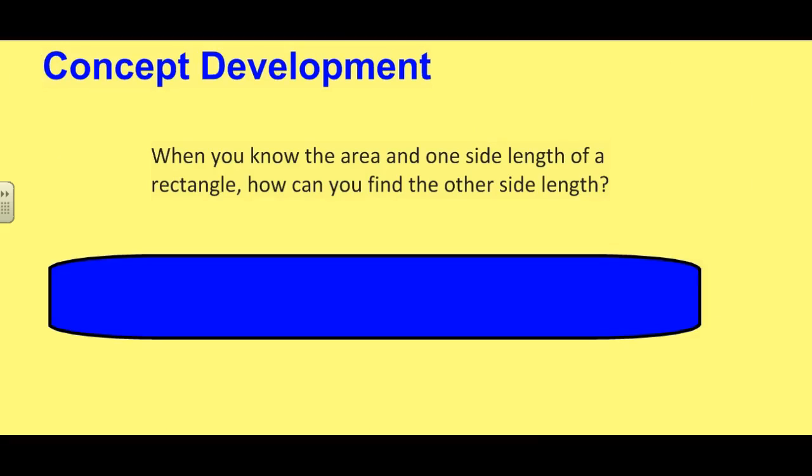Okay, so when you know the area and one side length of a rectangle, how can you find the other side length? I want you to ask yourself that and think about what that answer is. When we know the area and we know what one side length is, how can we find the other side length? You don't have to write this answer on your board. I just want you to be thinking about what is the answer to this question.